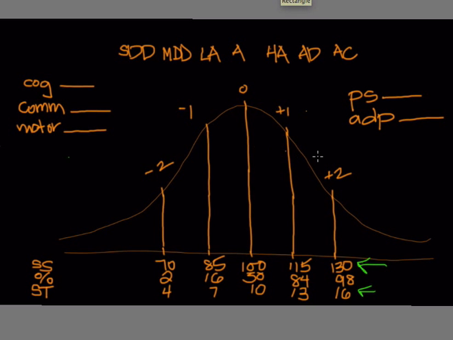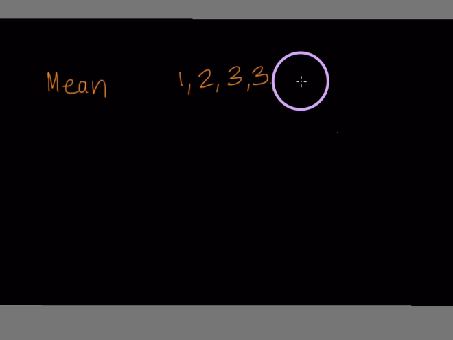Why don't we run through a quick example of how to calculate the mean average in a small data set, as well as how to get a standard deviation. So I'm just going to put mean. Let's say we have a data set of a 1, a 2, a 3, a 3, and a 6.